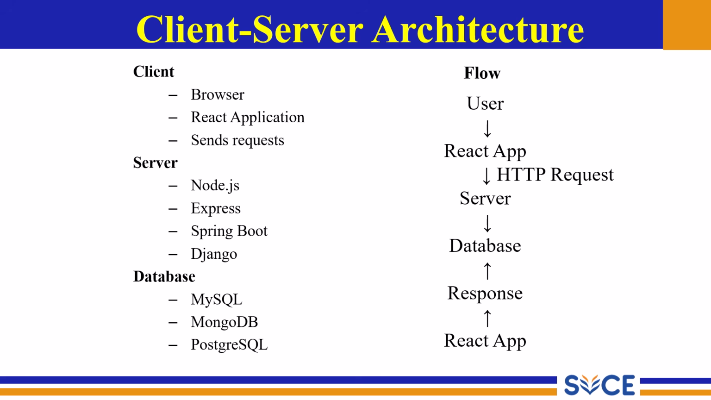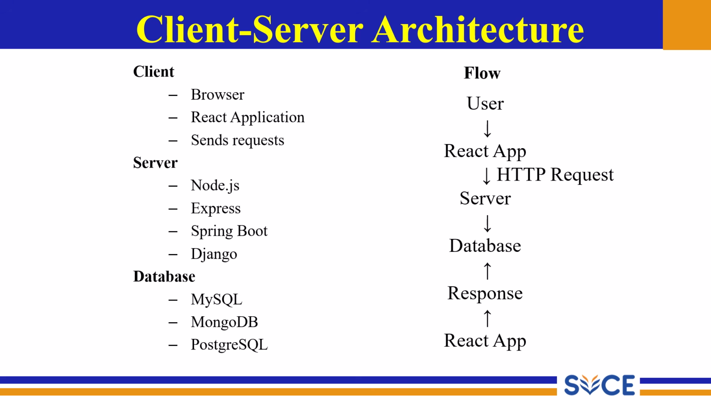Where does this request go? It goes to the server. A server is a computer that processes requests and sends responses. Common backend technologies include Node.js, Express.js, Spring Boot, Django. These frameworks receive requests from users. However, servers usually don't store data permanently. Instead, they communicate with databases. Examples include MySQL, MongoDB, PostgreSQL.